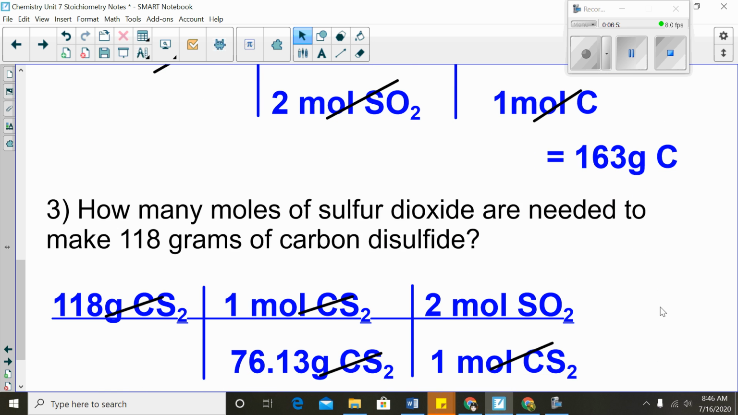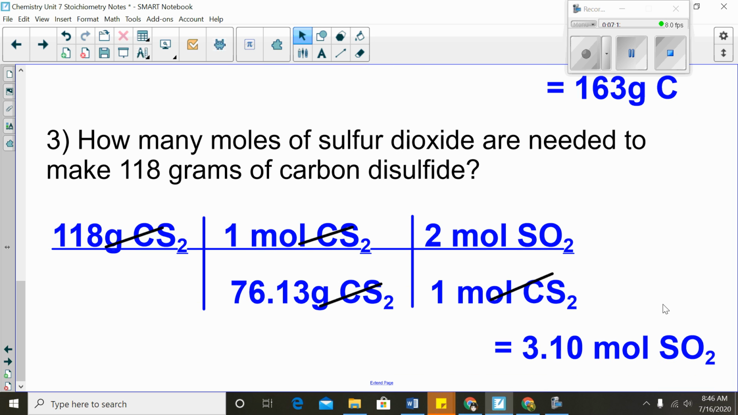All right, and again, I'm going to recommend parentheses. So if I were to solve this, I'd hit the left parenthesis, 118 times 1 times 2, and close it with the right parenthesis. Then you hit divide, parenthesis, 76.13 times 1, and close your parenthesis. Now you get a lot of decimals. I have 3.09999605994. That's not necessary, right? This is why we learn significant figures. I have 3 significant figures in 118, so you need to round that to 3.10. Include your unit, which is mole, and the substance you're trying to solve for, which is SO2.